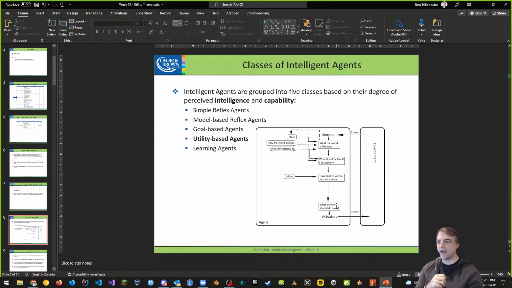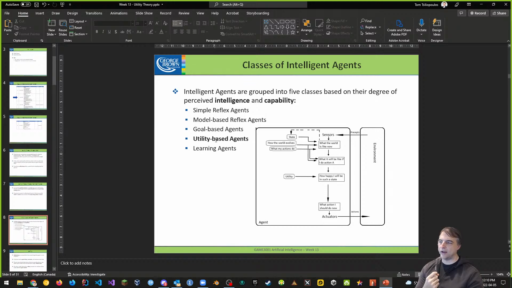what action should I do now based on the idea of utility, and then I have some actuators, things that enable me to move, things that enable me to do animations and all that kind of stuff, and the actuators influence the environment, and there's this feedback loop that happens with the utility agent.